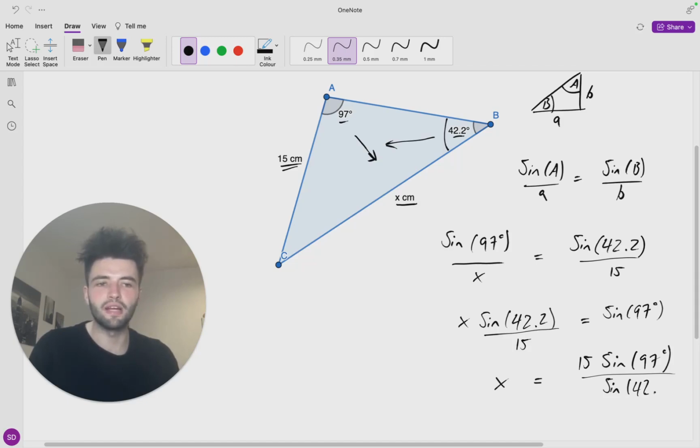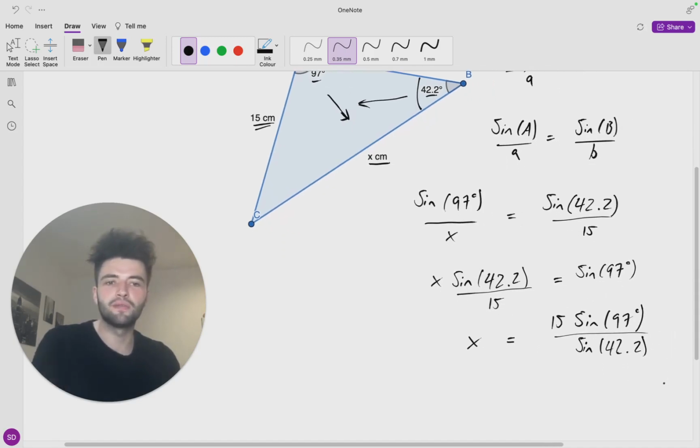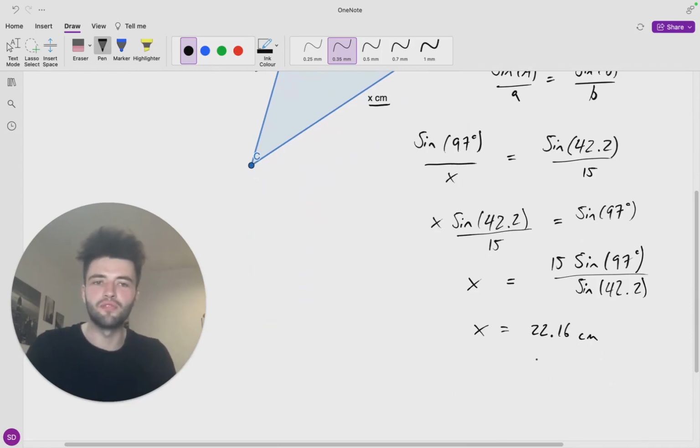That is going to be our overall fraction we put in the calculator to find the value of x in centimeters. So I'm going to do that now, and the answer we get out is 22.16 centimeters. It doesn't mention here to round it off to a certain number of decimal places, so I'm just going to leave it like this. That is going to be the value of the side x in this triangle, and so that is it for this question.